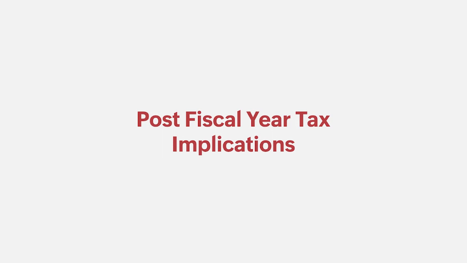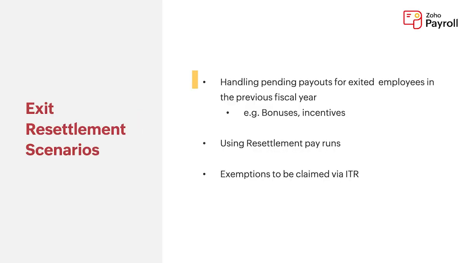Up next, we will be discussing some of the post-fiscal year tax implications that an organization might encounter based on some real-world scenarios. First up, let's say you want to pay a variable pay amount to some of your exit employees from the previous fiscal year. In this case, we have come up with a new feature known as resettlement pay run so that you can record these payments in Zoho Payroll.